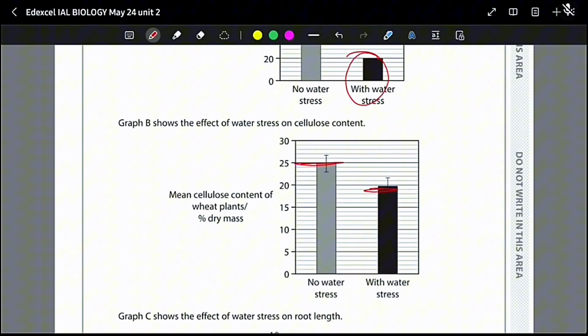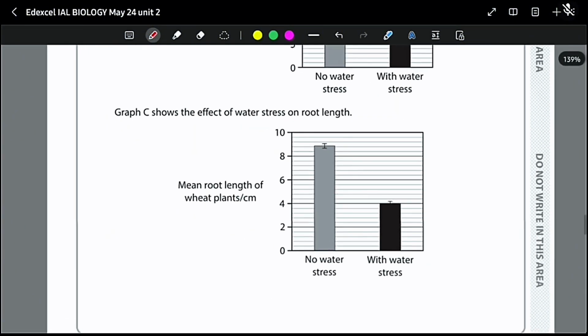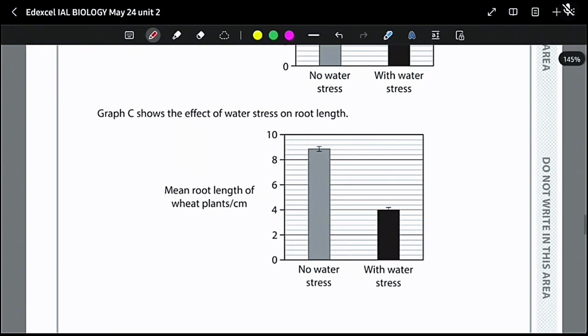This will reduce the structural support and the tensile strength that the cell wall gives us, and these weaker cell walls will reduce the plant stability and growth. So basically whatever cellulose contributes to the plant cell will be reduced. And for graph C, the water stressed plants develop shorter roots, we can see that, and this will limit the absorption of water and mineral ions because of the shorter roots.